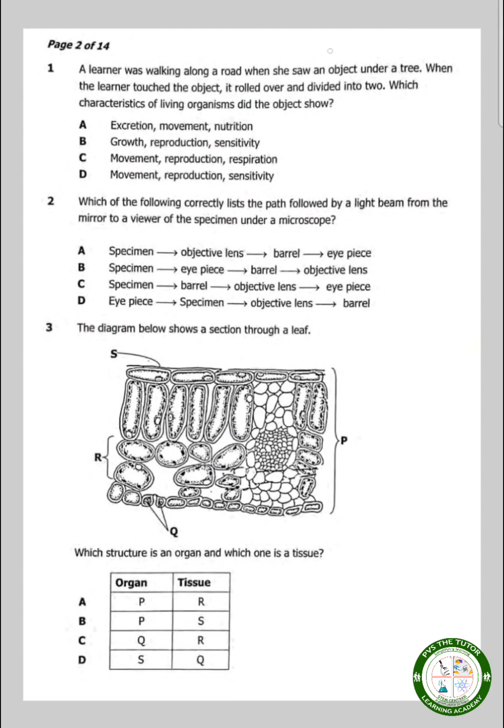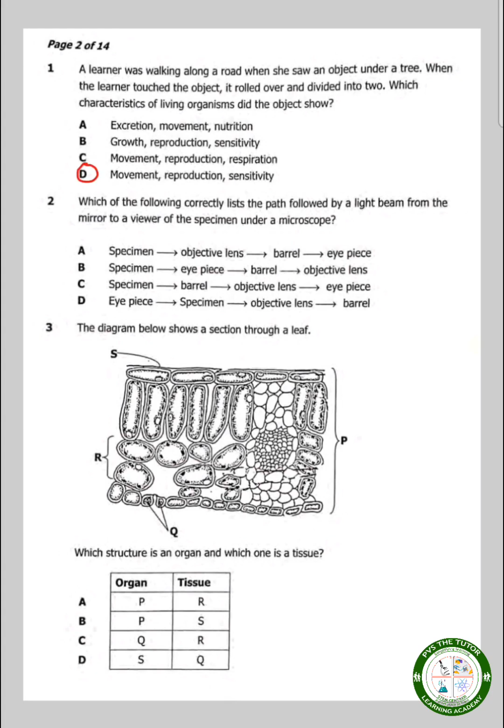So when the learner touched the object, it rolled over. That means it sensed, like it felt something, so it had to roll over. That is sensitivity, right? And from there, it rolled over and divided. To roll over is to move, isn't it? It's movement. Understand that? Then it further did what? Divided into two. To divide is just reproduction, like cell division. So it showed movement, reproduction, and sensitivity. So where there's reproduction, movement, and sensitivity, that is our answer, which is answer what?